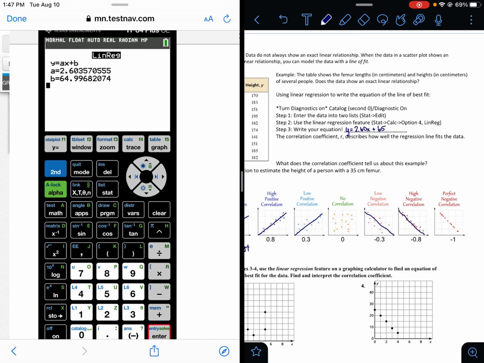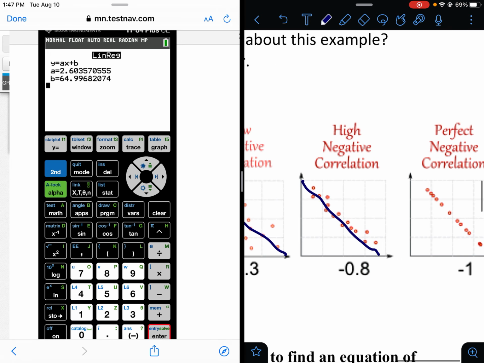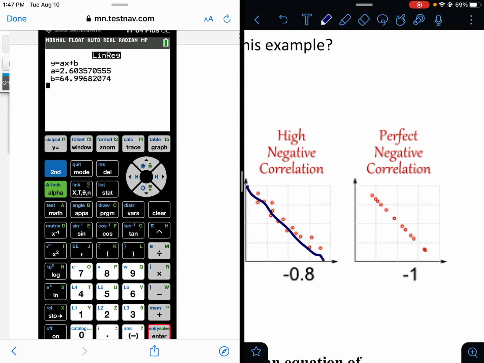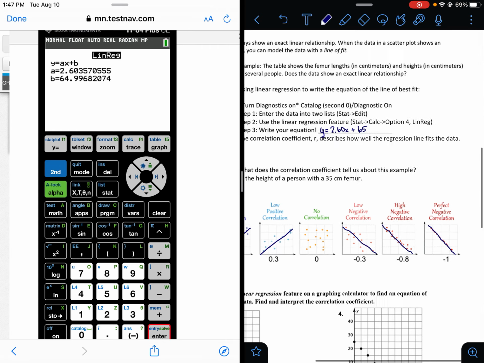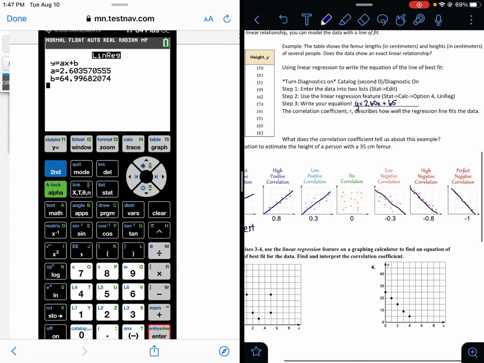So we don't pay attention really to the sign. The sign just tells us if it's going up or down. Negative 0.8 is just as good of data as positive 0.8. It's just going up or down. And obviously negative 1 is perfect. Oh, that's a terrible line. It is just as perfect as positive 1 is as far as linear goes.